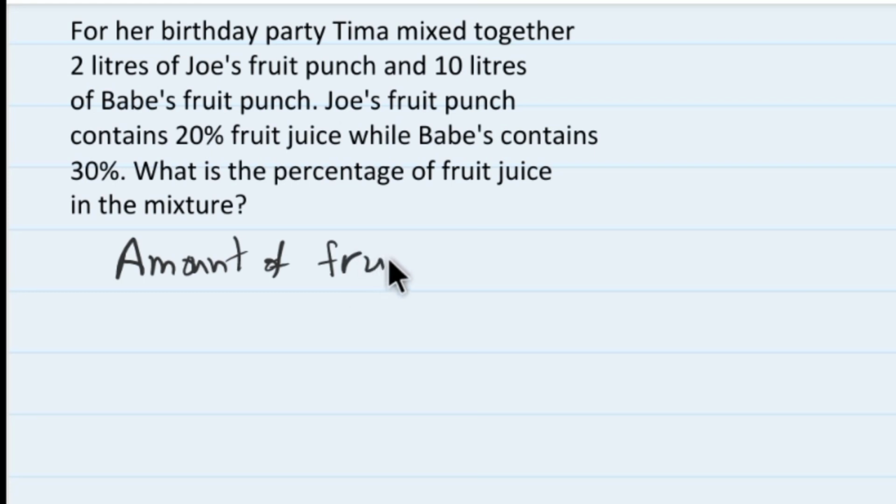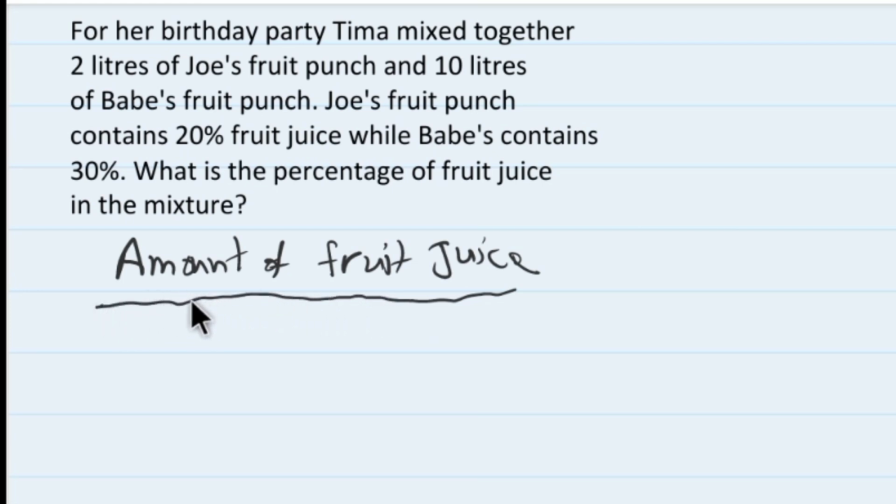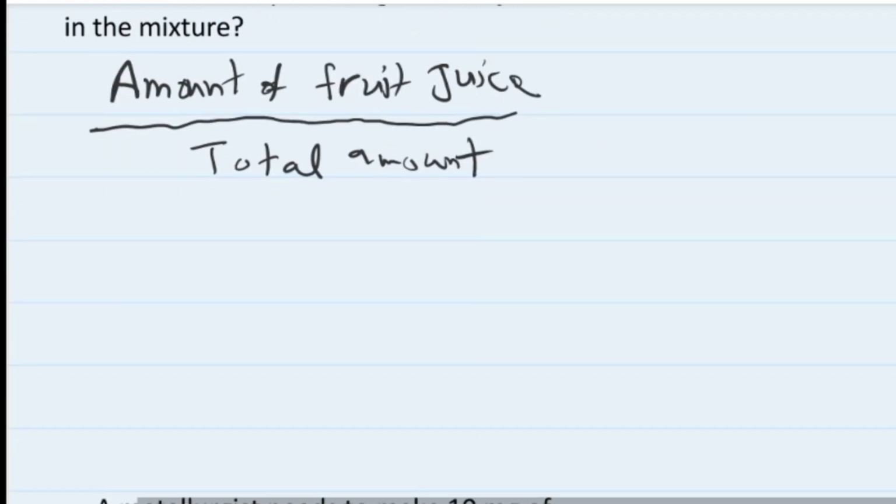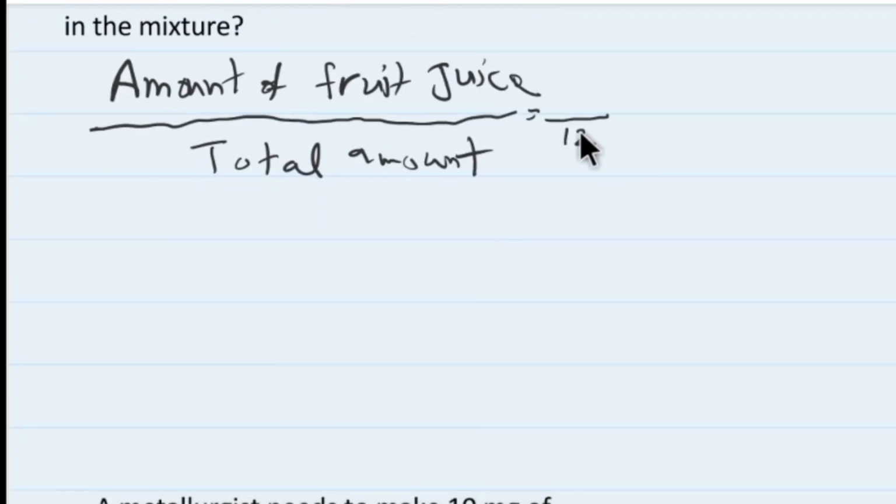So we will find the percentage by the fruit juice over the total amount. So what is the total amount of juice? For her birthday party, Tima mixed together 2 liters of Joy's fruit punch and 10 liters of Babe's fruit punch, so it makes a total of 12. So the total amount is 12 liters.